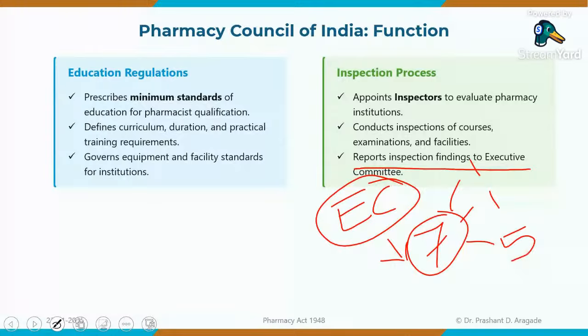So a total of 7 members are present in the EC, that is the executive committee, which is higher than the central council because they are elected from the central council. The president and vice president of PCI are the ex officio president and vice president of the EC.